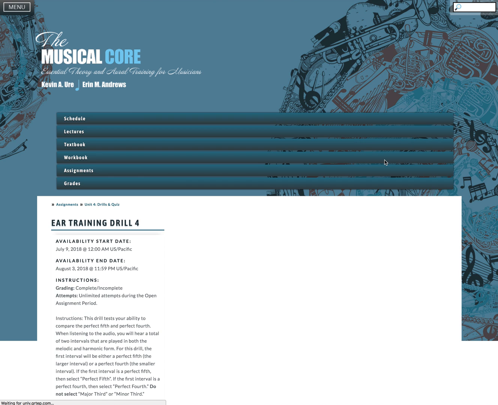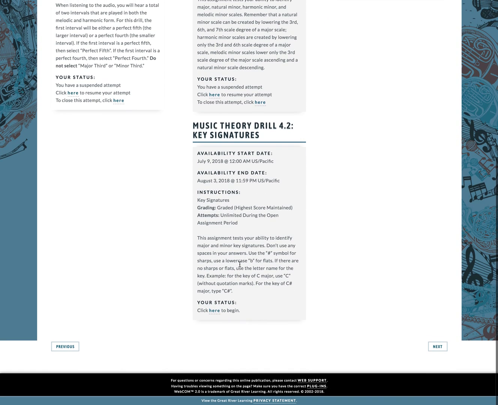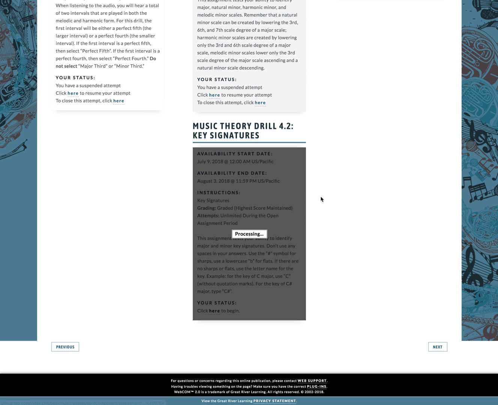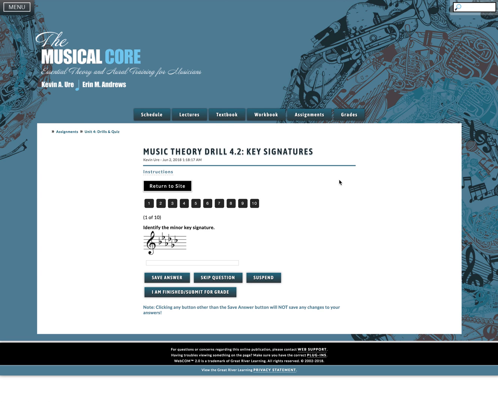So I believe we have one more drill in Unit 4. You have to identify the key signatures. So this one's an important one because I believe you have to use the correct syntax, otherwise the system will mark it wrong. Part of this is following instructions. So if you don't follow the instructions, even if you get the answer right, it's not good enough. You need to follow the instructions.